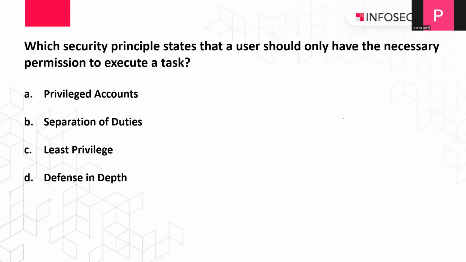Now, if we go back to the question, it says which security principle states that a user should only have the necessary permissions to execute a task. They are talking about necessary permissions with which you will complete your task. That is least privilege, meaning you get permissions that are enough to fulfill your task. So the correct answer is C, least privilege. Now let's move to the next question.